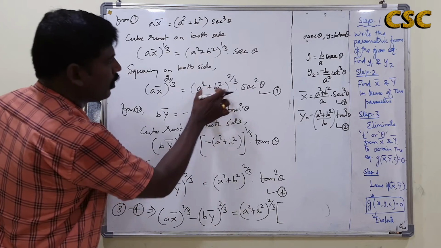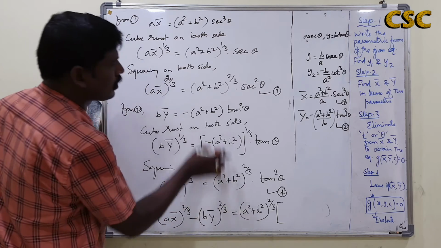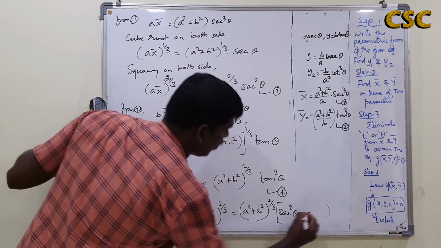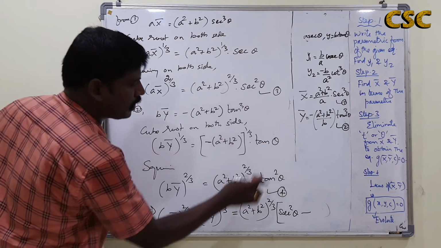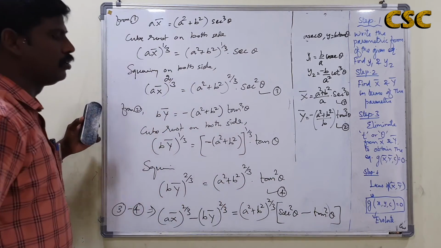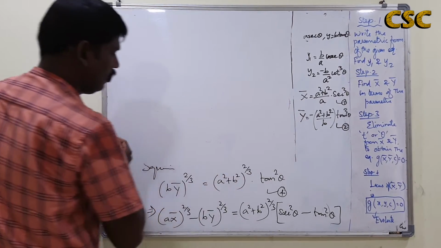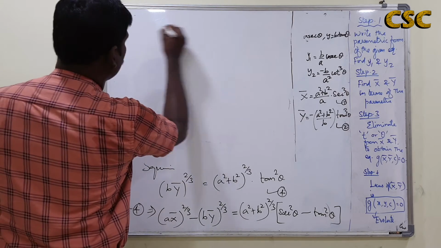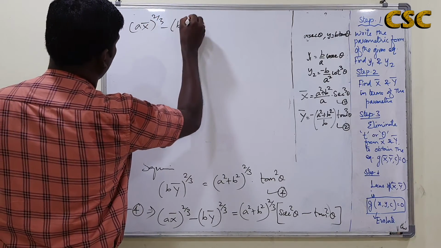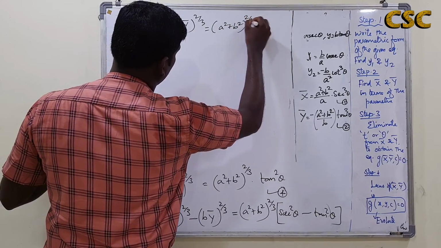minus this. So (a square plus b square) to the power 2/3 is common between both terms, so I am taking this as common. What is remaining? Secant square theta minus tan square theta. What is secant square theta minus tan square theta? It is 1. So a x bar to the power 2/3 minus b y bar to the power 2/3 is equal to (a square plus b square) to the power 2/3 into 1.